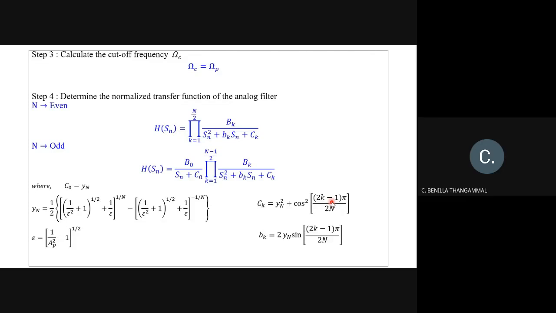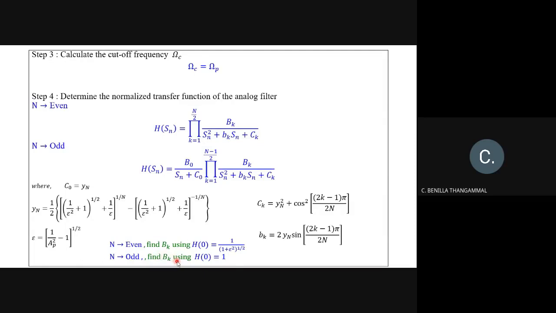Your bk is given by 2 into y of n sine of (2k − 1)π by 2n. Then for identifying your capital Bk, for n equal to even, you substitute in H(s), put s as 0, and that value should be equated to 1 divided by (1 + epsilon²) power 1/2. For n equal to odd, you just replace s by 0 in H(s) and get H(0), equate it to 1, so that you'll be able to get your Bk here, right?